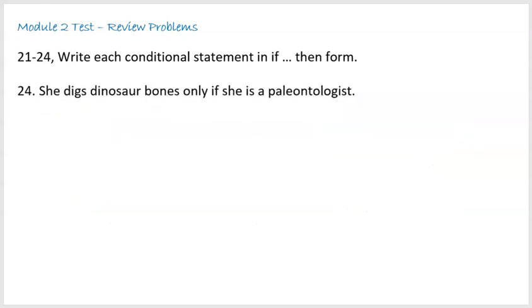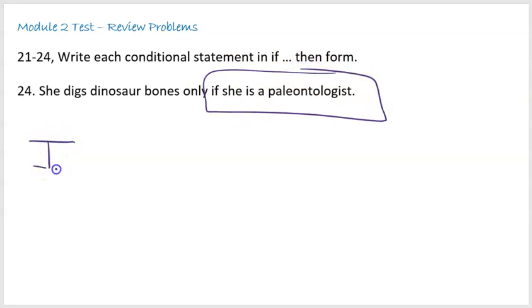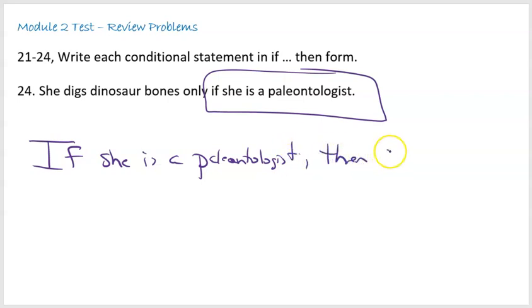And then the last one of these, 21 through 24, we're supposed to write this as an if-then statement. So she digs dinosaur bones only if she's a paleontologist. Now, this kind of gives it away. If she's a paleontologist, that's your if part, right? So if she is a paleontologist, I'm having trouble writing, then she digs dinosaur bones.